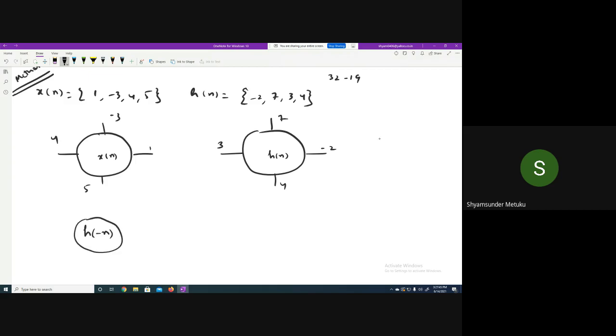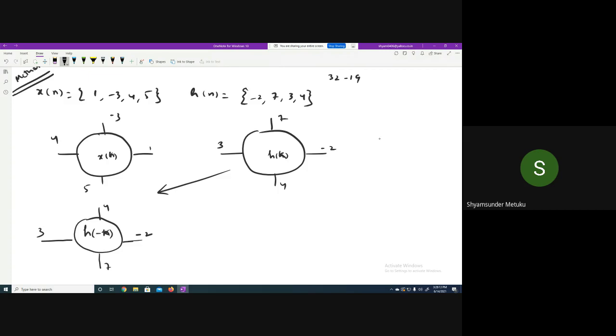What is h of minus n, or x of k, you can write; there is nothing wrong in this. H of minus k: how do you get h of minus k from h of k? First one remains the same, minus 2. You need to flip now. The 4 will come up, 7 will come down, so then it will be 3. There is no change at 0 degree and 180 degree.